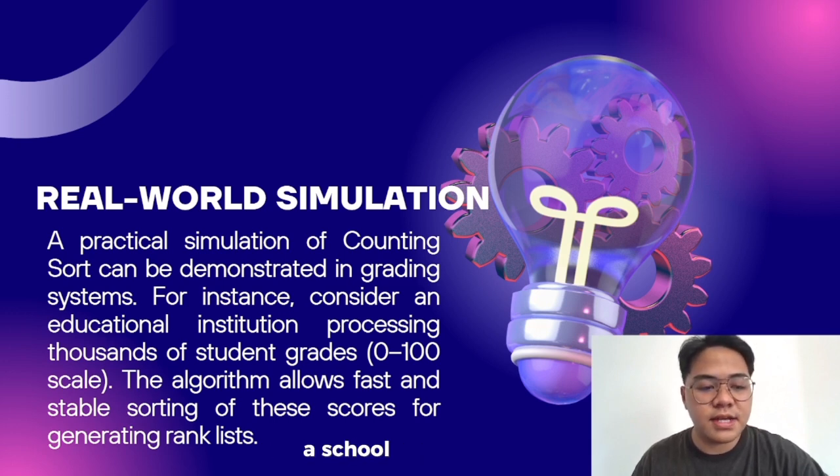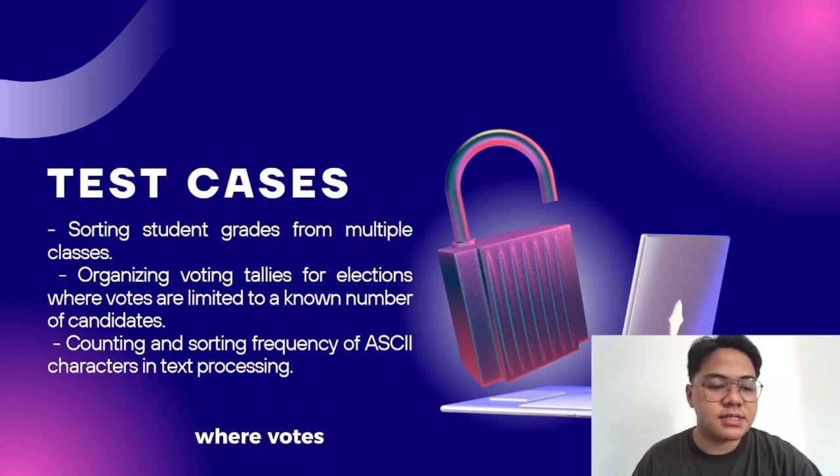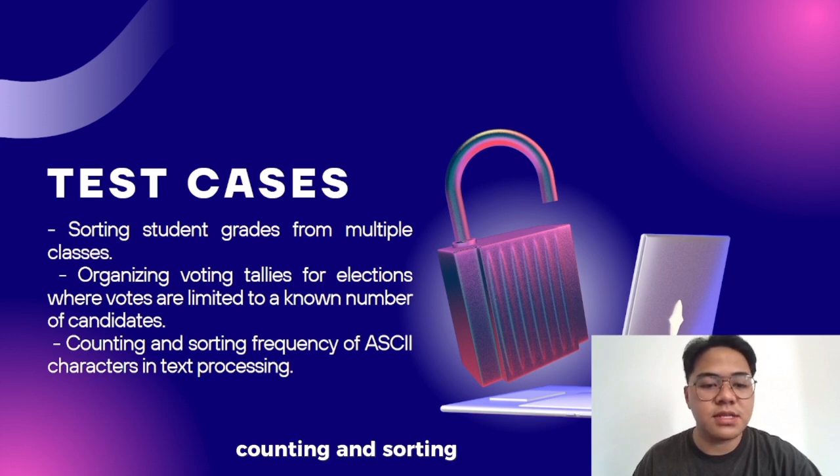Imagine a school sorting thousands of grades from 0 to 100. Counting sort is fast and accurate in ranking students because it works well when values are in a small range. Now, the test cases of counting sort are like sorting student grades from multiple classes, organizing voting tallies for an election where votes are limited to a known number of candidates, and counting and sorting the frequency of ASCII characters in text processing.